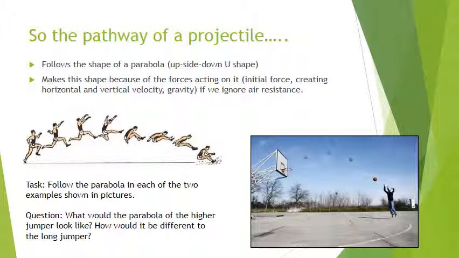So there's a couple of things I want you to do. I want you to pause the video and just trace the shape of the parabola in each of the two pictures. Now I want you to think about what a parabola of a high jumper would look like, and how it would be different to the example that we've got here of a long jumper. I'll be asking for that one in class tomorrow.